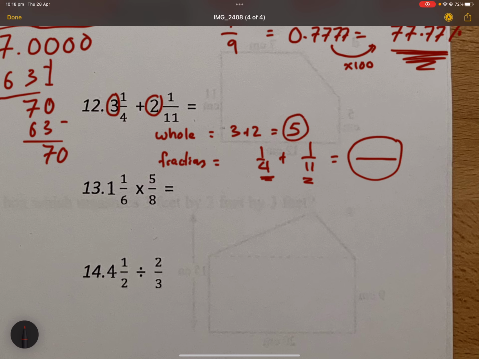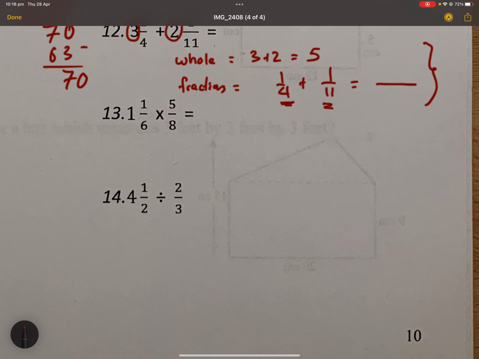So let's say, I'm not saying the answer is going to be this, but let's say the answer was 3/4 when you add the fractions. So the answer will be 5 3/4. You combine the whole number with the fraction, okay? But it's not really 3/4. So whatever it is, combine it with the whole number and get the answer there.